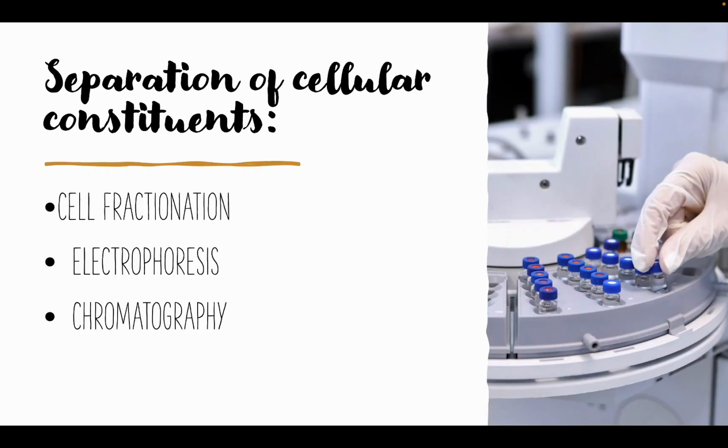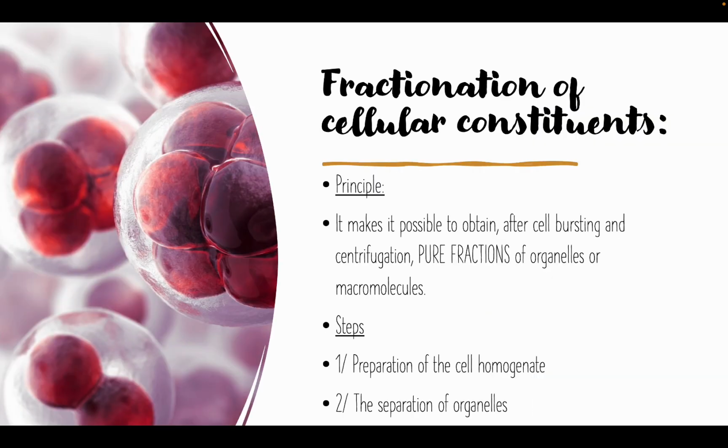After talking about the different methods to study components or substances of a cell, now how can we study a cell without separating it from other cells? So now let's delve into the separation of cellular constituents. We have three methods: cell fractionation, electrophoresis, and chromatography. Let's start with the first method: fractionation of cellular constituents.